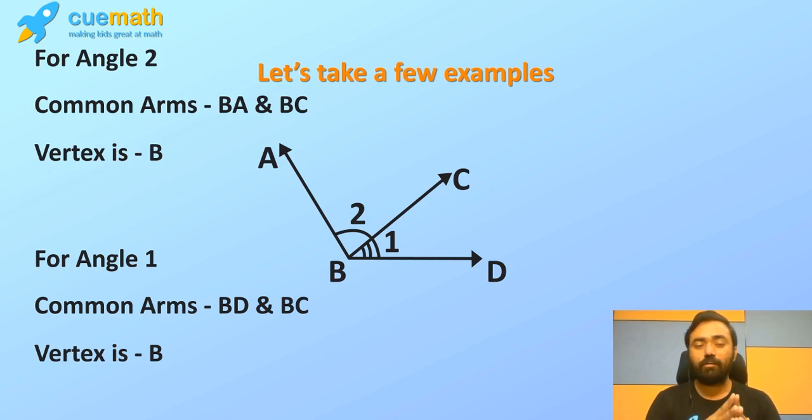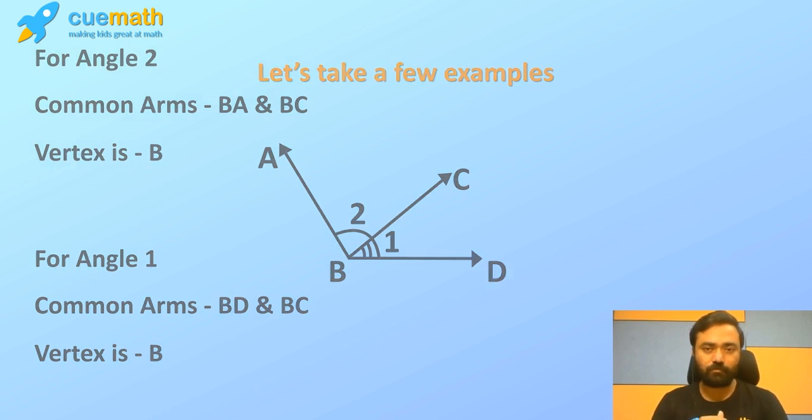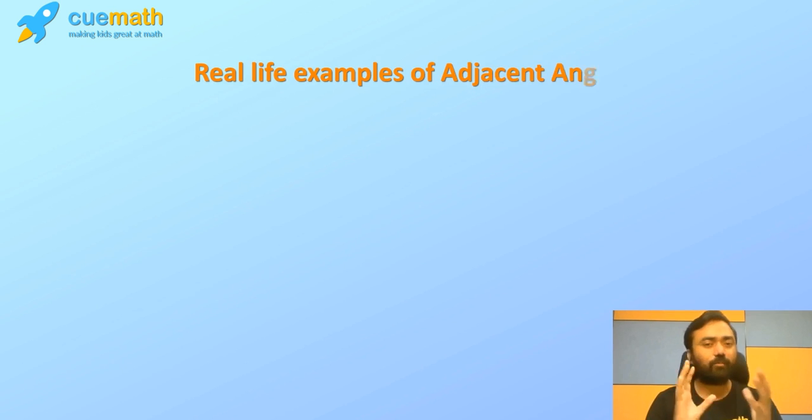So it means that angle 1 and angle 2 are not alternate angles in this case either, because the non-common arms of both the angles should be present on opposite sides of the common arm. So based on these three examples, we can easily identify a pair of alternate angles using its definition. Now let us look at some real life examples of alternate angles.